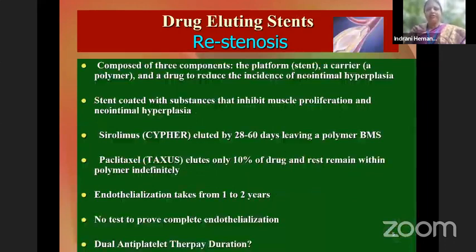Drug-eluting stents are composed of 3 components: the platform, which is the stent, a carrier, which is a polymer, and a drug to reduce the incidence of neointimal hyperplasia. The stent is coated with substances that inhibit muscle proliferation and neointimal hyperplasia, of which, as I already said, sirolimus gets eluted within a month and leaves a bare polymer, the metallic stent. Paclitaxel elutes only 10% of the drug, and the rest remains with the polymer indefinitely.